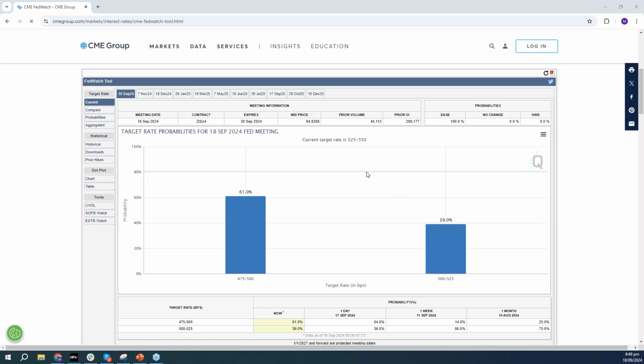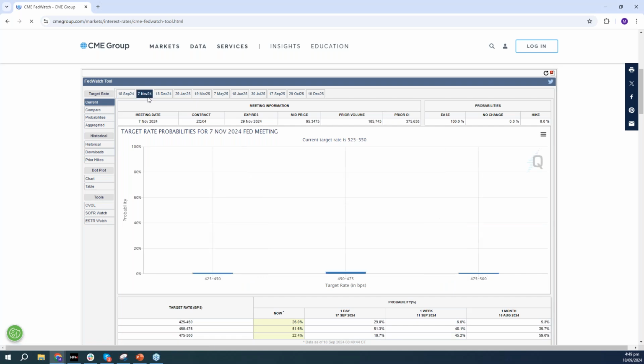Now, once the announcement is made and the press conference is done, the main thing we need to look at is for November, okay? So November, this here is 75 basis points. This here is 50 basis points. This here is 1% cut from now all the way to November.